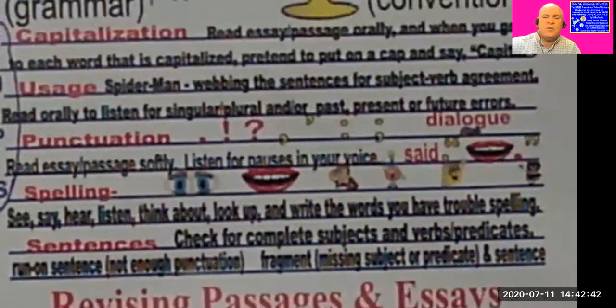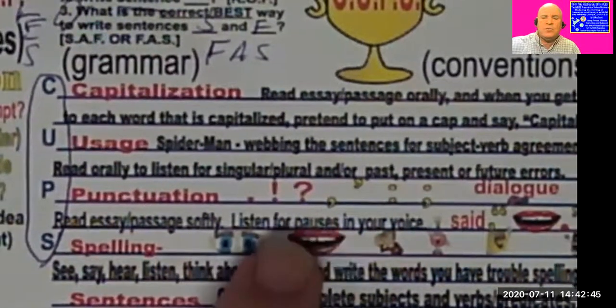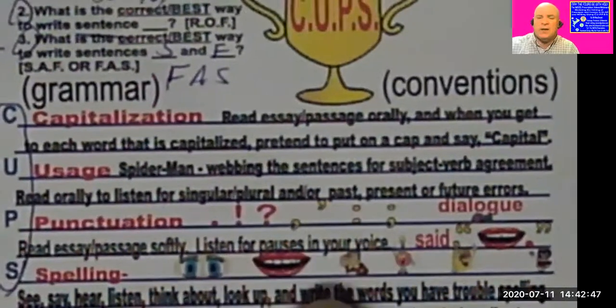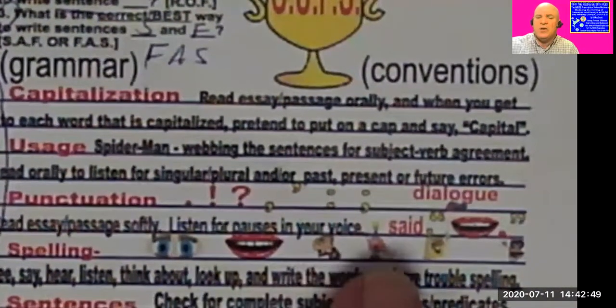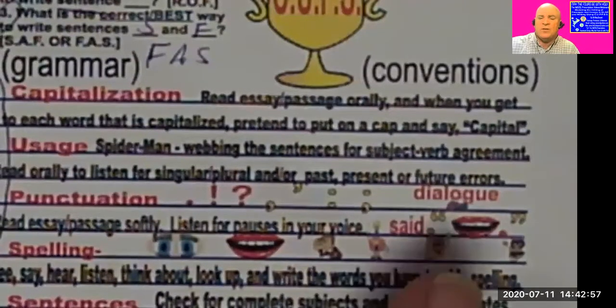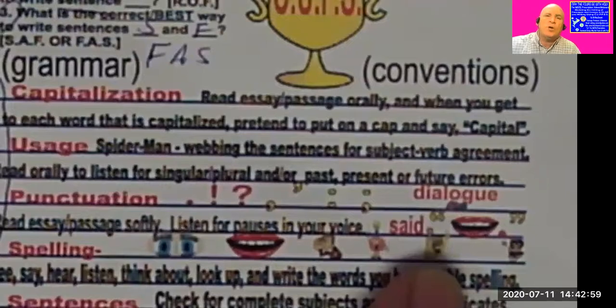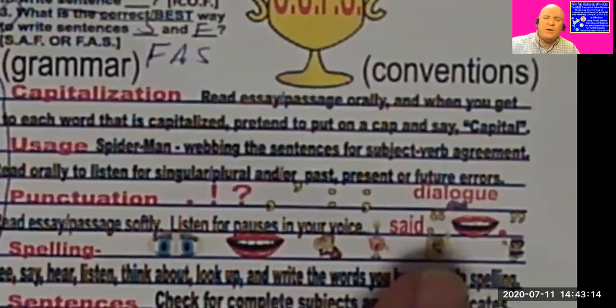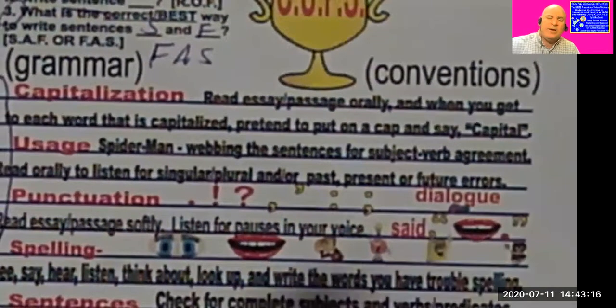Spelling: seeing the word, saying the word, hearing it and listening to it, thinking in your brain, what spelling pattern is this? What rule is this? And if you can't get it in your brain, there's another word that starts with a B called a book. You can use a dictionary to look up definitions, to see something that's not in the context of the sentence or paragraph that you're looking at. And hopefully by the time they go through all that, they will write the right answer.